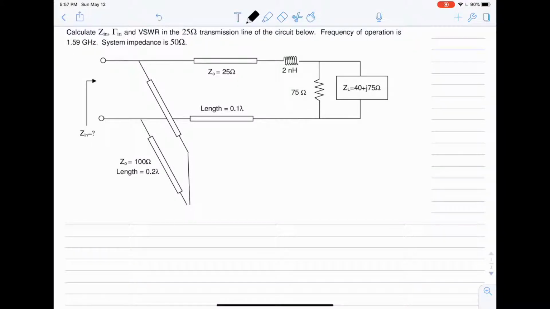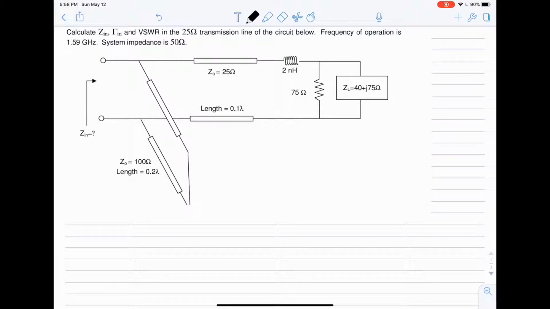So today we're going to be working on problem 2 from the fall 2015 midterm, and we have to calculate the input impedance, your gamma in, and the VSWR in a 25 ohm transmission line when the circuit is shown below, and the frequency of operation is 1.59 gigahertz, and the system impedance is 50 ohms.